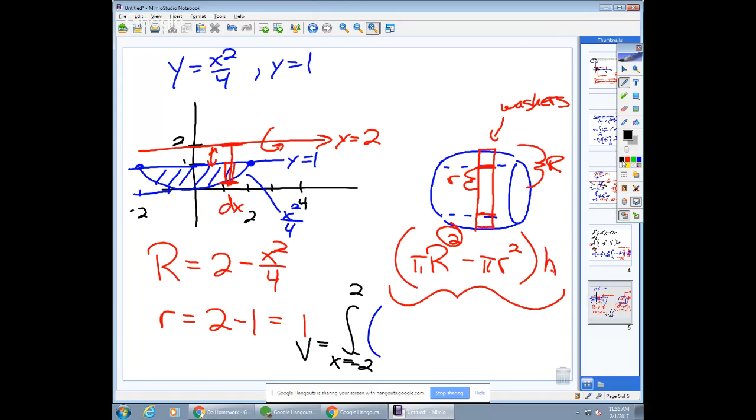Okay, so I have pi times my big radius squared, so pi times (2 minus x squared over 4) squared. And then I'm going to have minus pi times my little radius, which is 1 squared. And then I close off that and multiply by the thickness of each washer, which we're calling dx here. So that is my integrand to get this volume.